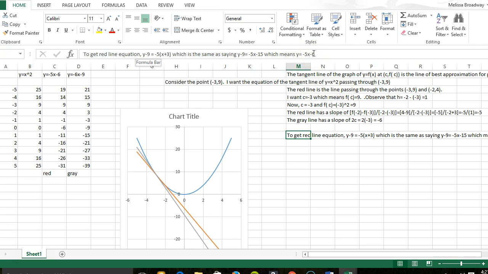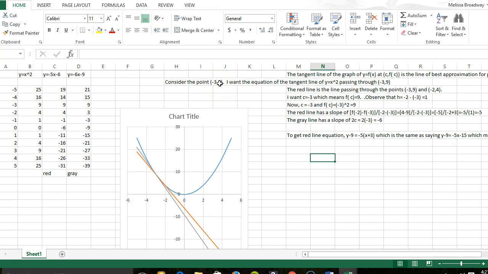It's standard practice to go to slope intercept. People just like to do it, but there it is. That's the red line. Now the gray line is more delicate. For the gray line, we have our point. Once we get the slope, we're in good shape because we're passing through negative 3 comma 9.